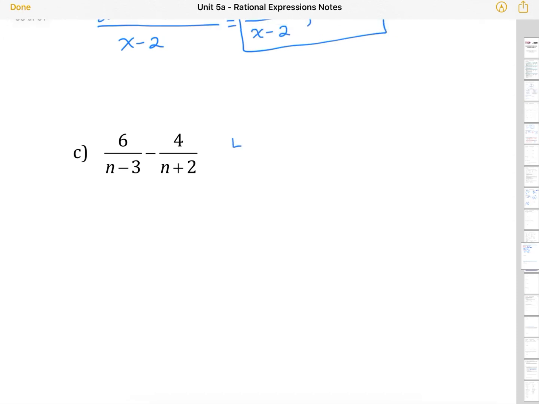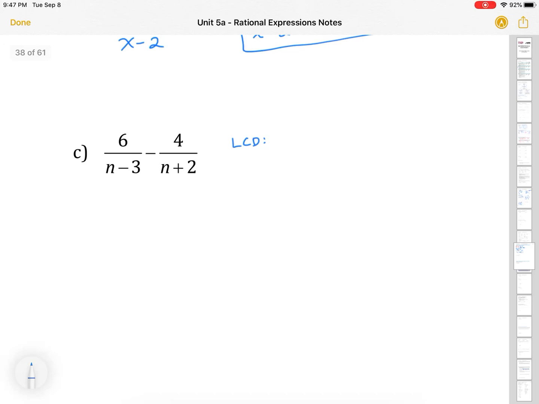This next one, our lowest common denominator, they're different denominators and they're binomials, is going to be n minus 3 times n plus 2. A lot of times with these, to get your lowest common denominator, it's just a matter of multiplying the two denominators. And my NPVs, well, n can't equal 3 and it can't equal negative 2. When we write that in the answer, we'll put it in the right order.